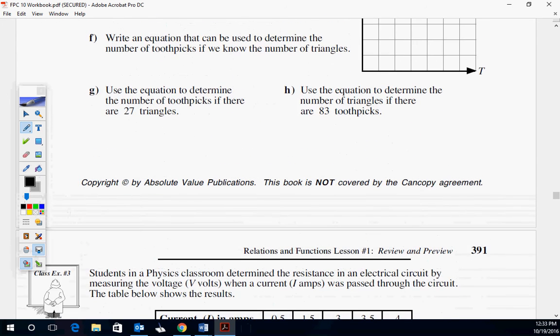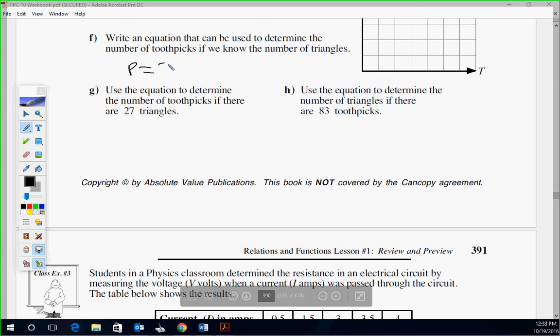Here we go. So now we're going to use that equation we made. It says toothpicks equals 2 triangles plus 1. Use the equation to find the number of toothpicks if there's 27 triangles. So this is a T, so we put that in for T. So P equals 2 times 27 plus 1. 2 times 27 is 54, plus the 1. 55 toothpicks is required to make 27 triangles.